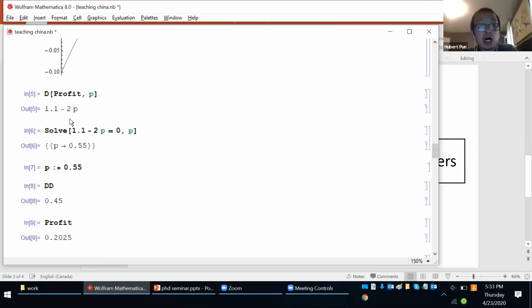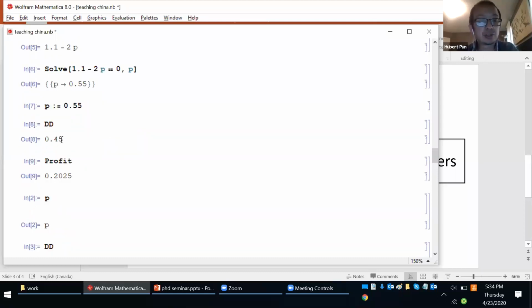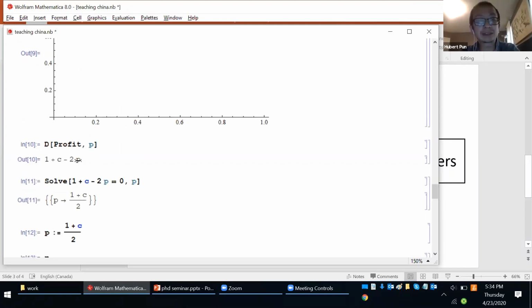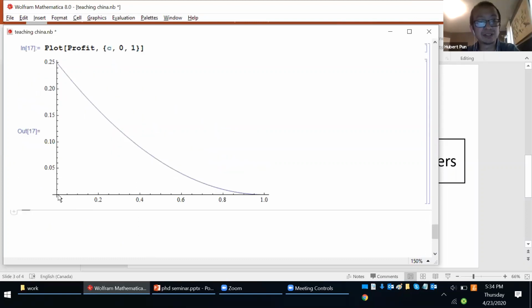Then when the production cost is 0.1, what we have found out is the optimal price is 0.55, the demand is 0.45, and the profit is 0.2025. So that actually corresponds to this point. When C equals 0.1, the y-axis is 0.2. So this is how we interpret the optimal profit.